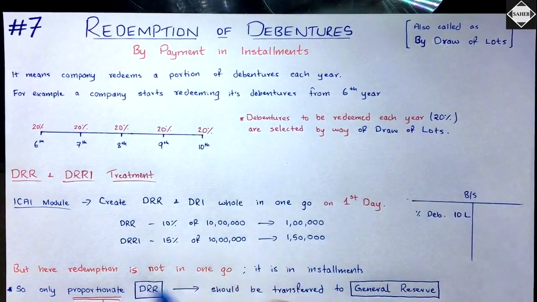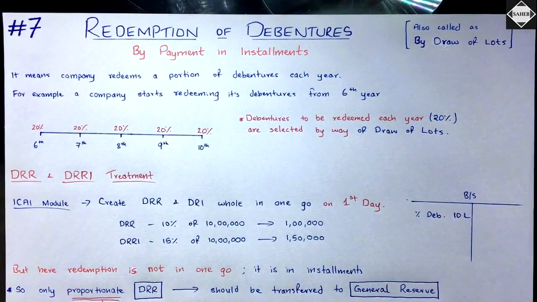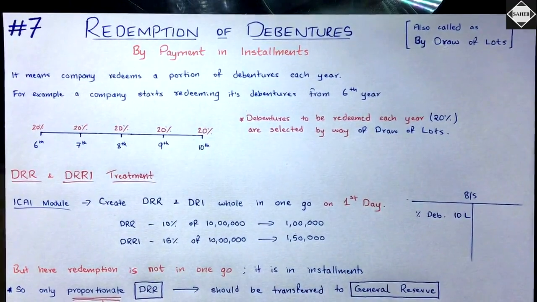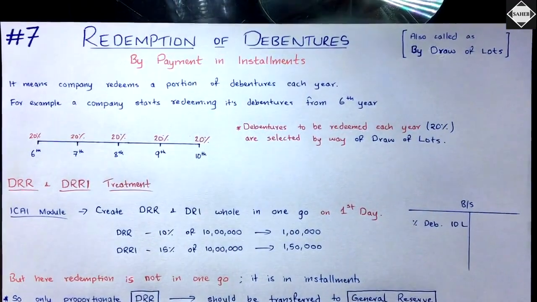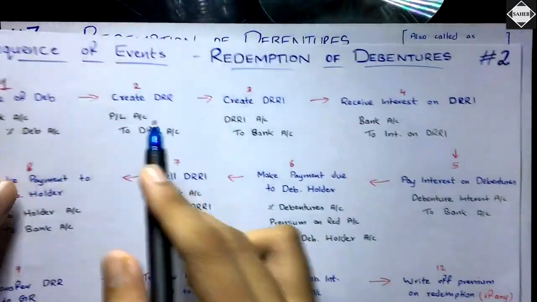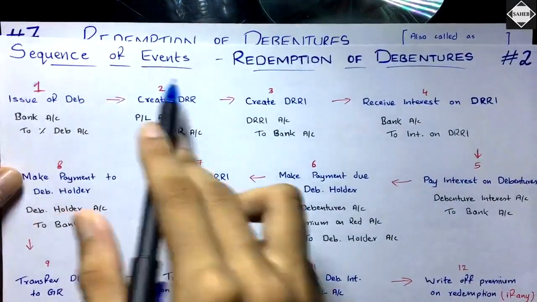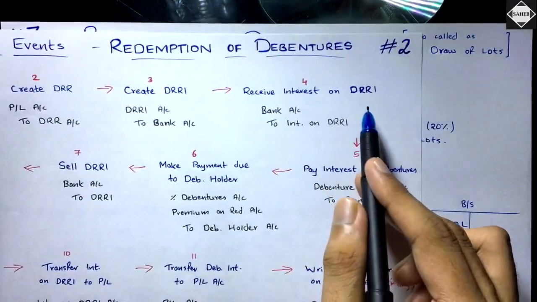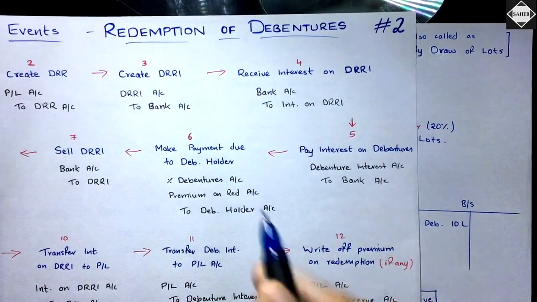Creation of DRR and DRI is the same as the lump sum method. There is no change in that. Is that clear to you? It's very simple, right? Now, after creation of DRR and DRI and complying with the legal requirements, what happens according to our sequence of events? We receive interest on our DRI and we pay interest on our debentures whenever the due date falls.